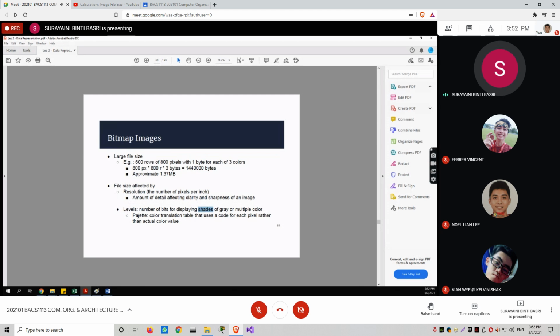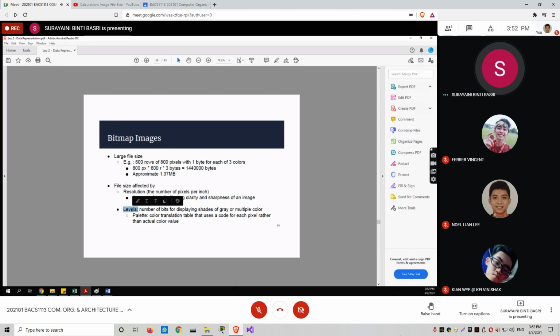Palette, what is the palette? Palette is a color translation table that uses a code for each pixel rather than the actual color value. So this palette is like a table that uses the code, meaning each of the colors already has its code. Okay, so this palette is like a color library that only contains the code and the color translation.